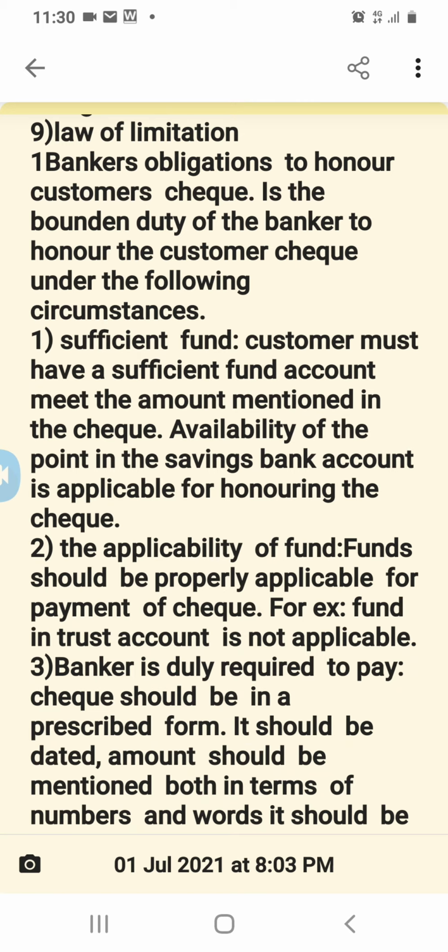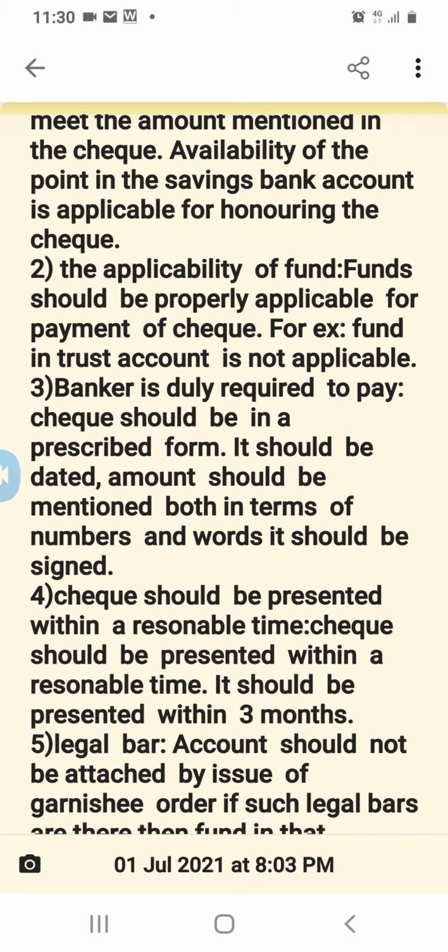What is the sufficiency of fund? When the check is presented for the amount of 5,000, to meet the check amount, there must be a sufficient balance in his account. Availability point in the savings bank account is applicable for honoring the check.